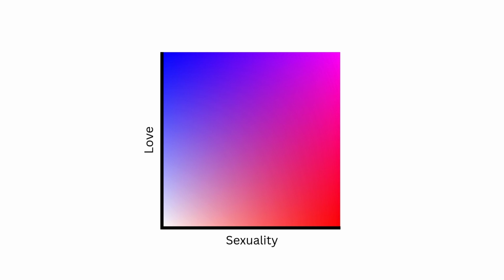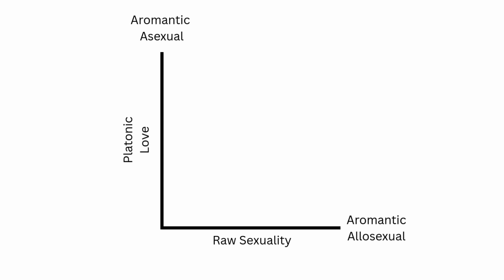So, because our vertical line represents love without sexuality, and also without romance as previously explained, we could say that this line represents the aromantic asexual. Similarly, for our horizontal line that represents sexuality without love, we would also have aromantic, but allosexual this time.